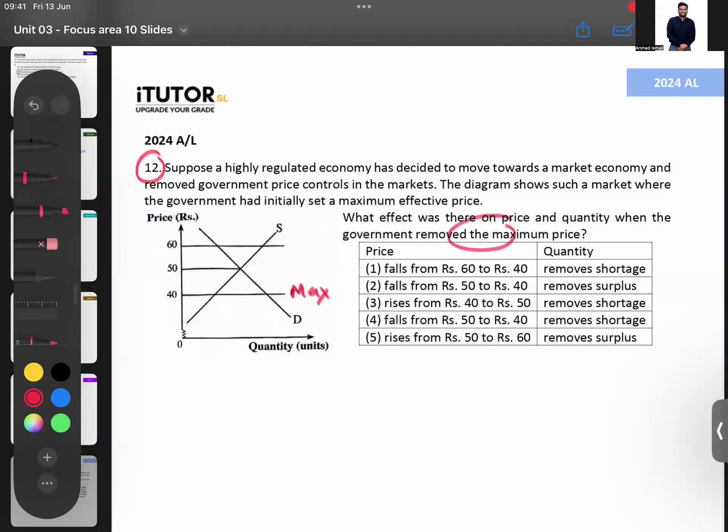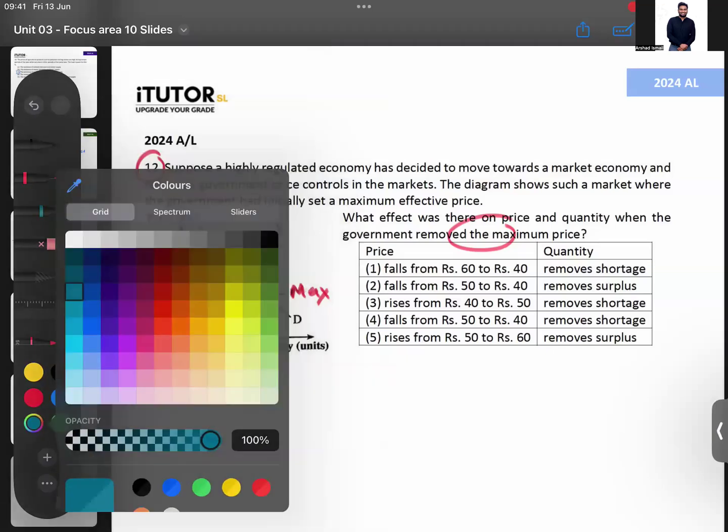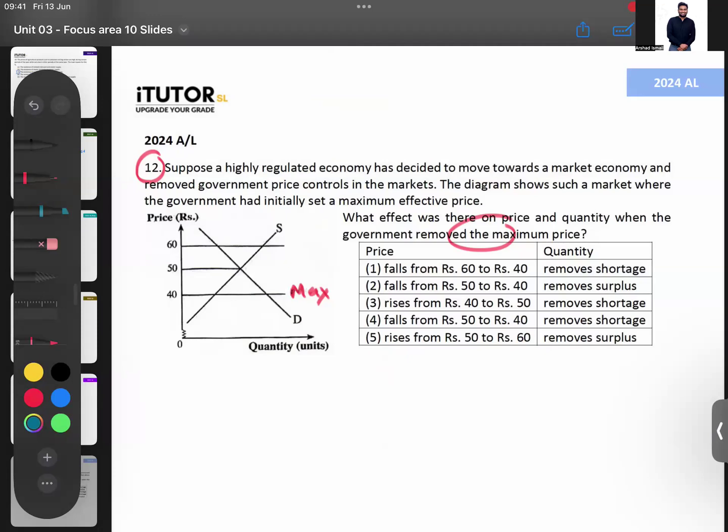What will happen to price, Lamai? Right now the price is 40 because there's a maximum price. If you remove it, it would rise to where, Lamai? 50 or 60? Where is it going to rise? It would go to 50. It would go back to equilibrium, no? So from 40 to 50. So which answer talks about that?